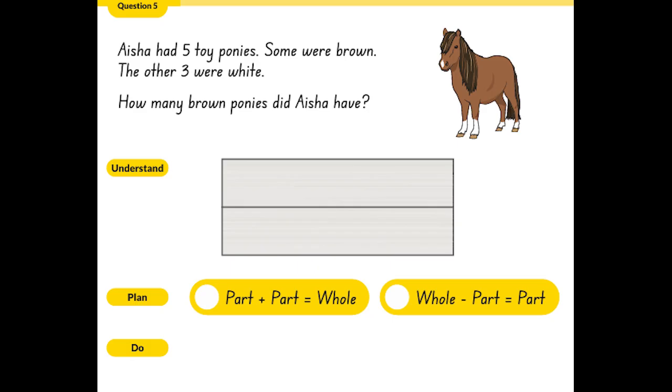Question 5. Aisha had 5 toy ponies. Some were brown. The other 3 were white. How many brown ponies did Aisha have?